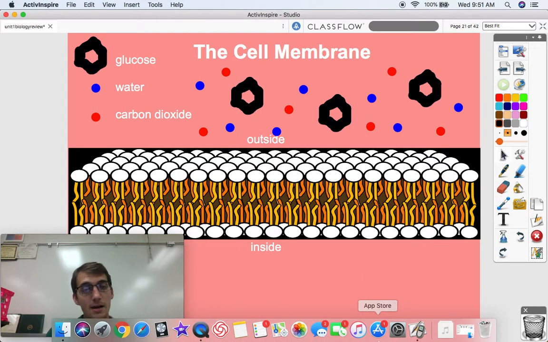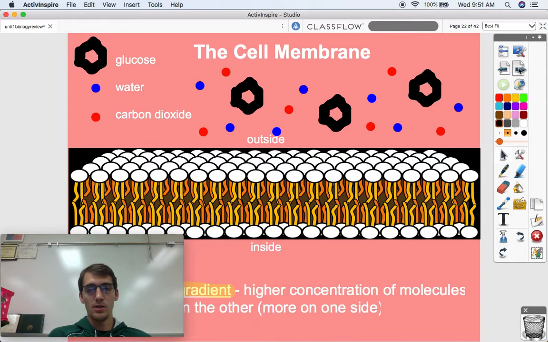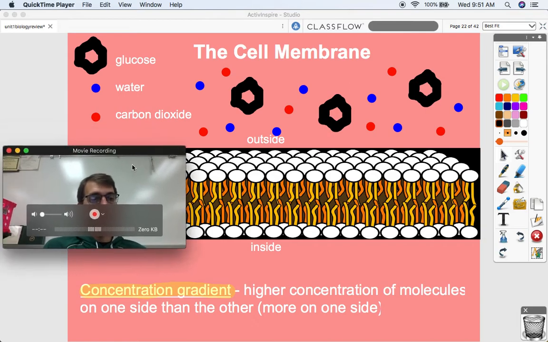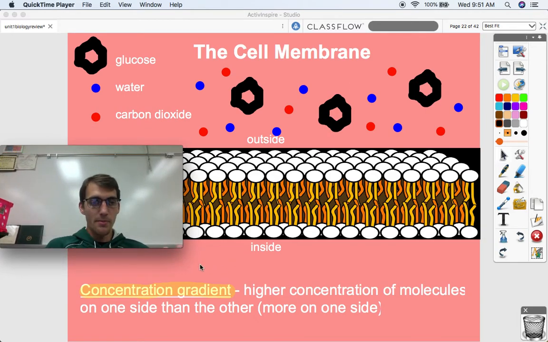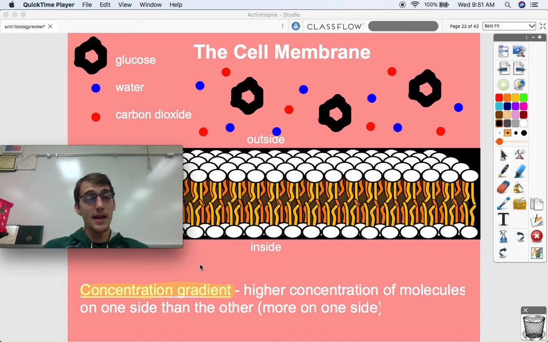So if we've got the outside of the cell loaded up with each of these three compounds, now there's a high, what we call, concentration on the outside of the phospholipid bilayer, the outside of the cell. Now, we just talked a little bit about what kind of molecules can pass through the phospholipid bilayer. So let's see what does. Before we get to that, as I was saying, it's highly concentrated on the outside and not concentrated on the inside, and that's what we call a concentration gradient.